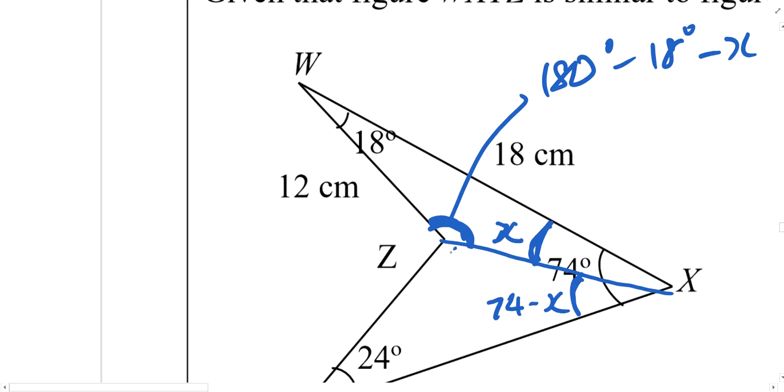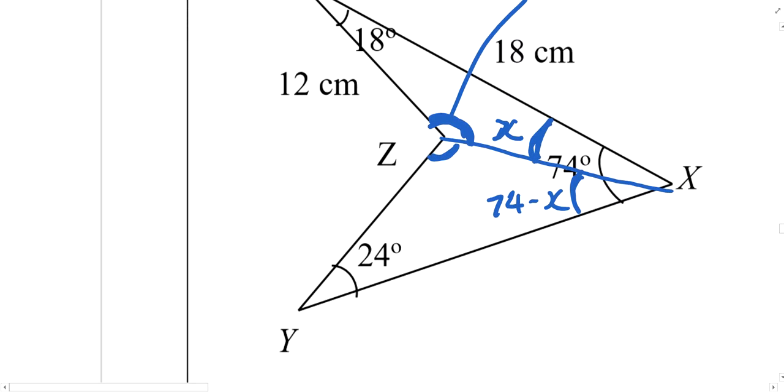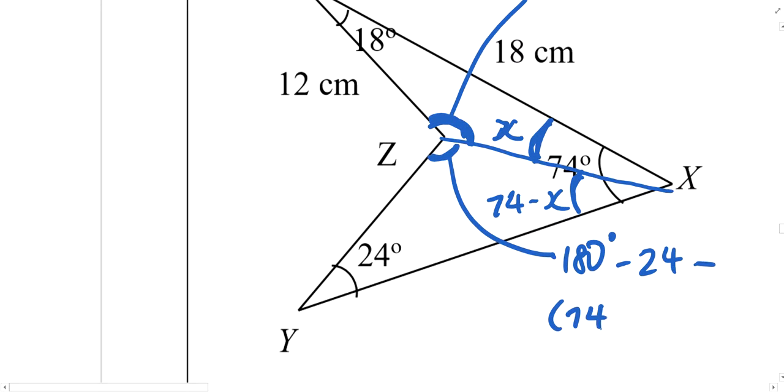Now, how much is this one? This angle is? What is this angle? Angles of triangle again, right? 180 minus 24 minus 74 minus X. Okay? Now my final part.